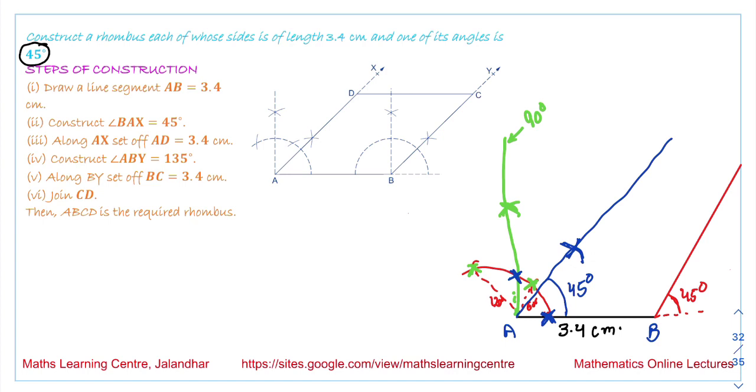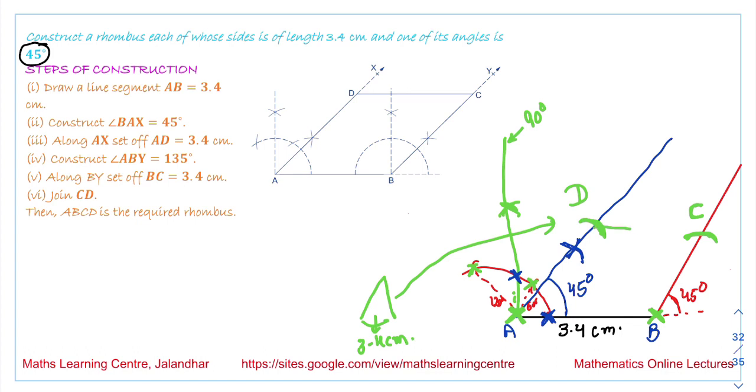Now we know that the length of all the sides is 3.4 centimeters. So we open the compass with a radius of 3.4 centimeters. We keep the compass at point A and we mark an arc over here with the radius 3.4 centimeters. We mark this point as D. Next we keep the tip of the compass at point B and we mark an arc over here, and we say this point is C.